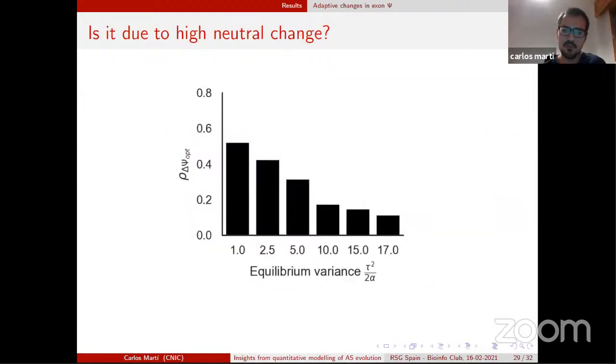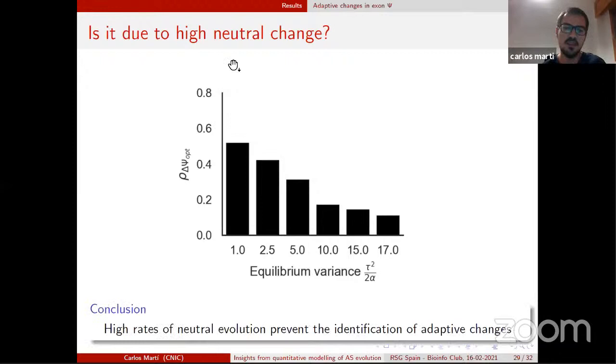So again, we made some simulations under varying rates of neutral evolution and calculated the correlation coefficient between the real and the inferred ones. And we see that this correlation coefficient starts to get better when this rate of neutral evolution is lower. Overall, suggesting that in the regime in which we are working with our data, which is around this value, this rate of neutral evolution is too high and makes the changes indistinguishable from adaptive changes.